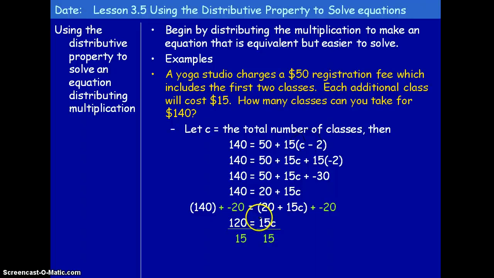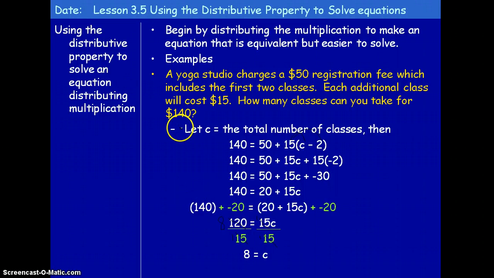If we divide by our coefficient of 15, we can see a common factor of 15 simplifying out on the right side. On the left side, it looks like we also have a common factor of 15, leaving behind a 1 and an 8. If we simplify those common factors, we find out that 8 equals c.